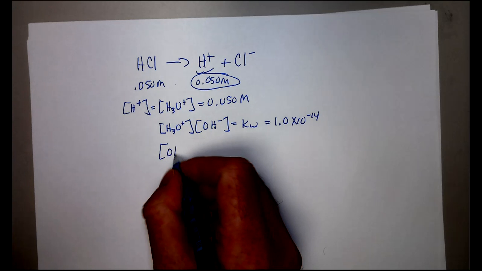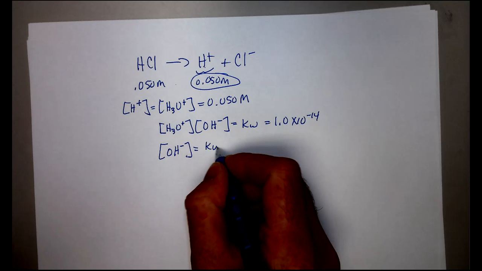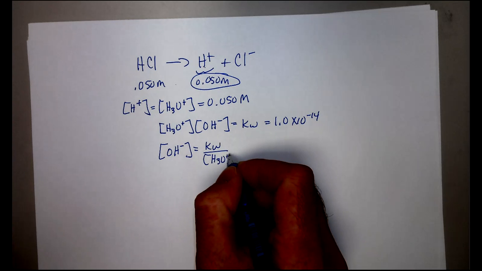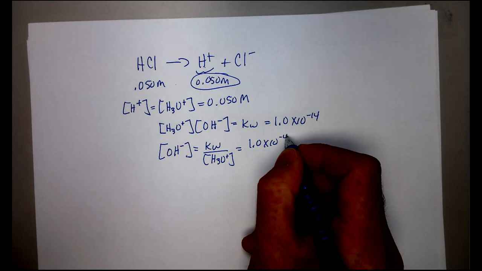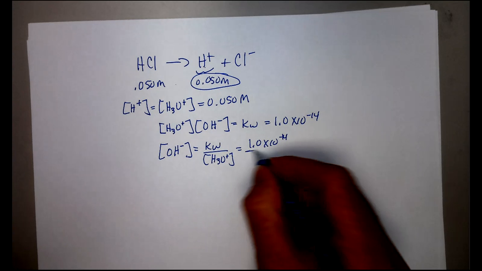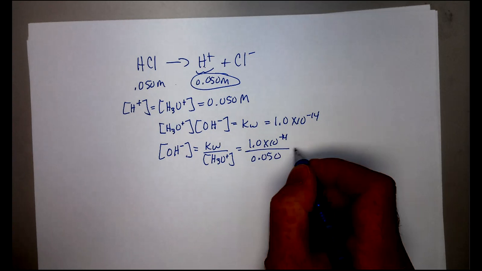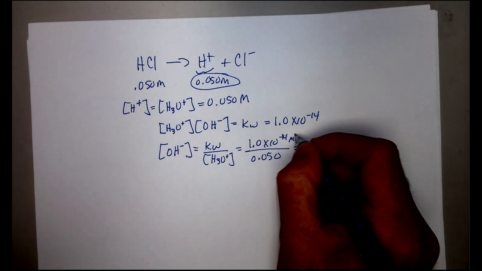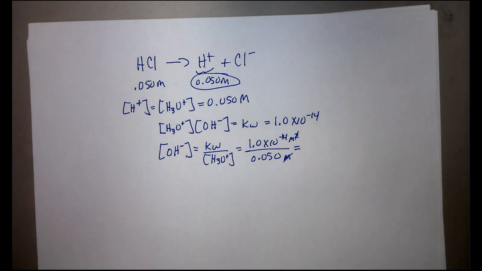So hydroxide ion is equal to Kw divided by hydronium ion, where we got 1.0 times 10 to the negative 14th divided by 0.050. Technically, this would have units of molarity squared, and that would be molarity, so the units do work out. And so we're going to run that through our calculator.